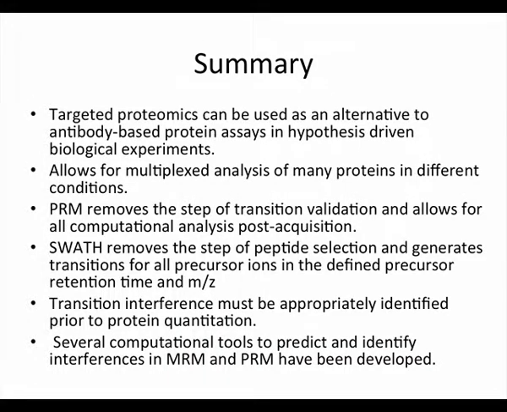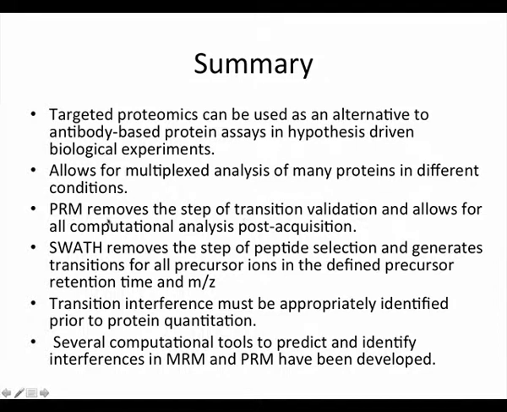So I'll just summarize, and then if anyone has any questions, let me know. From this, I've shown that targeted proteomics can be used as an alternative to antibody-based protein assays. And it allows for multiplexed analysis, so many different proteins and many different conditions, especially once you've already found a protein and transition combination that work. You can just repeat it on a whole bunch of different things. So once you get all of the upfront work done, it's really easy to repeat.